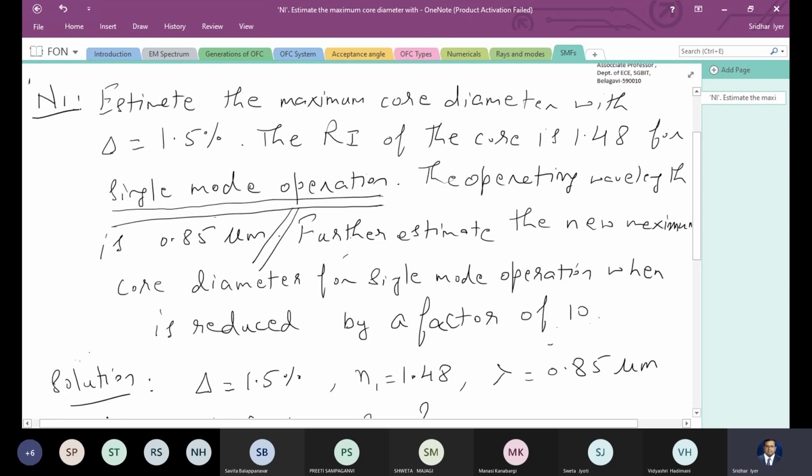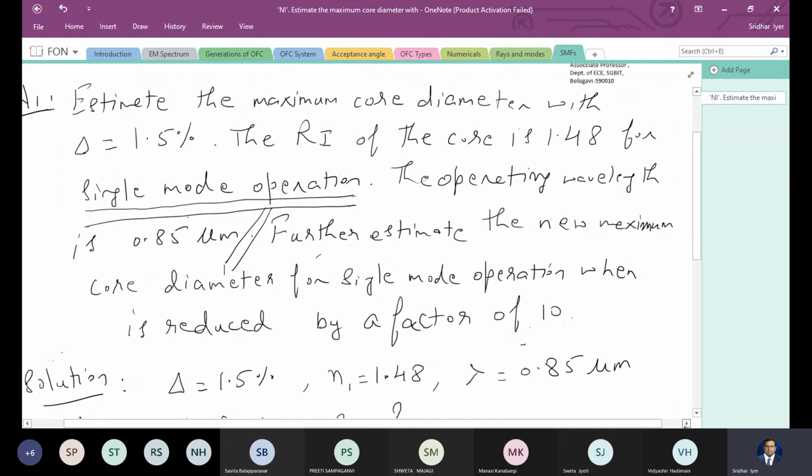It says further, estimate the new core diameter for single mode operation. So everything remains the same. It is a single mode operation. We still need to find the core diameter when delta is reduced by a factor of 10. So when delta is reduced by a factor of 10.